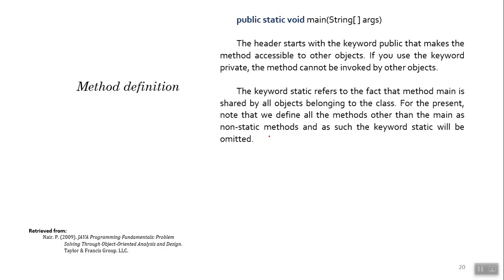The header starts with the keyword public that makes the method accessible to other objects. And then the keyword static refers to the method main being shared by all objects belonging to the class. For the present, note that we define all the methods other than main as non-static. Meaning if you're going to create a method outside the main class, we're not going to use a static keyword. So those are non-static, and as such, the keyword static will be omitted.